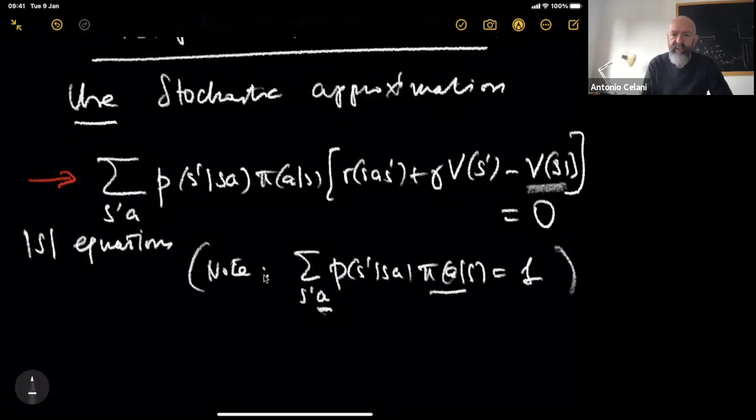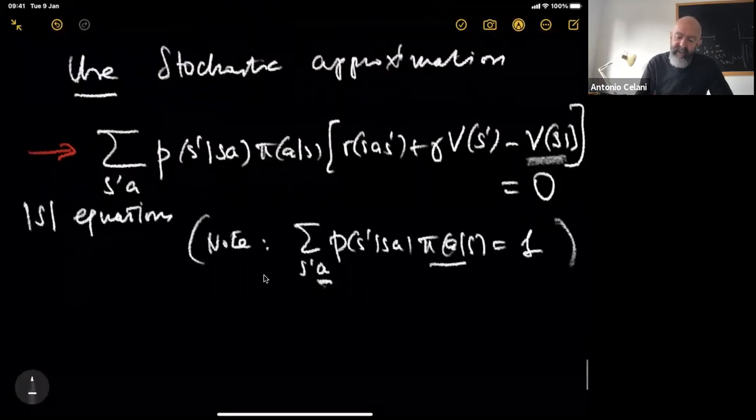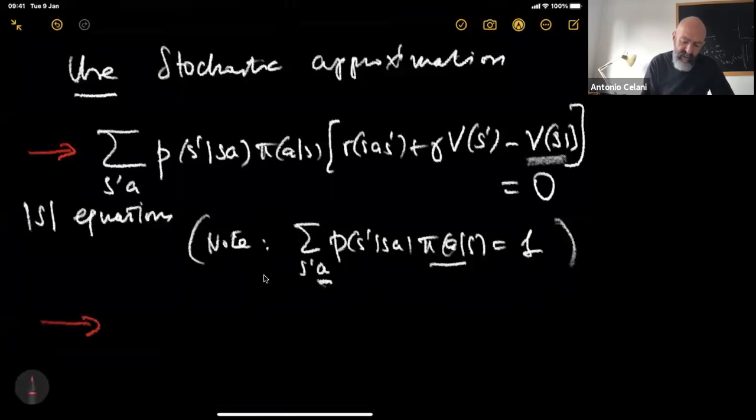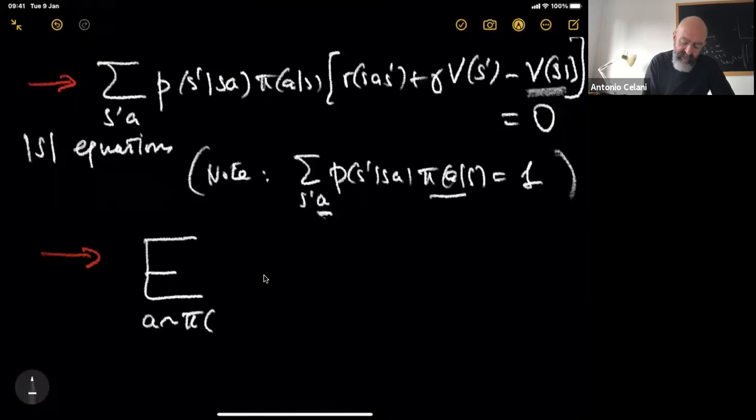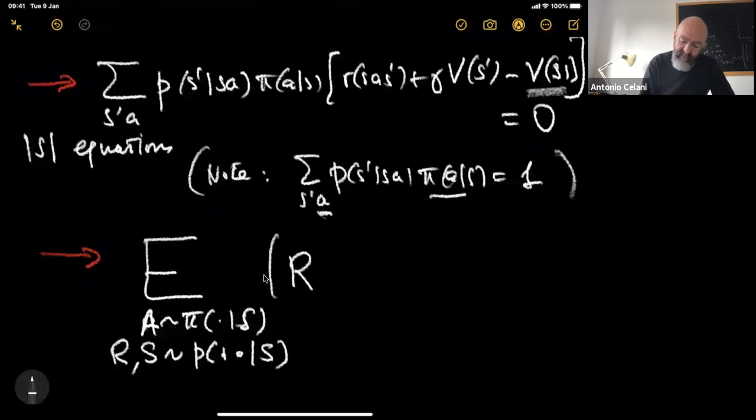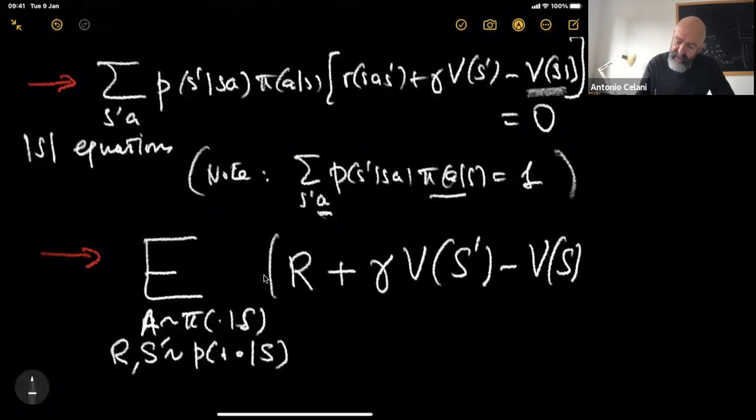Okay, I'm not summing over S. I'm just considering this for every S. So this recursion also corresponds to the expectation if I take actions according to the policy. So let's say I pick action A according to my policy, and I take a state S according to my transition probability, and also the rewards, of just the reward plus gamma, the value in the new state S prime, minus the value in the previous state S, conditioned on the fact that the new state is equal to S.